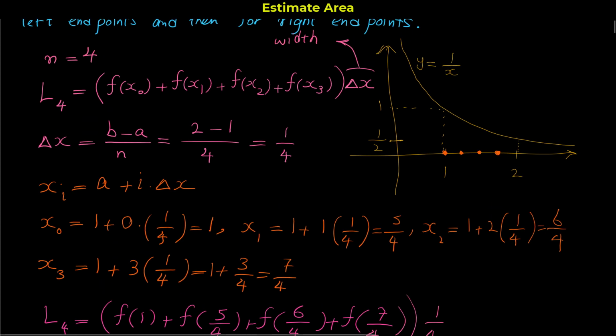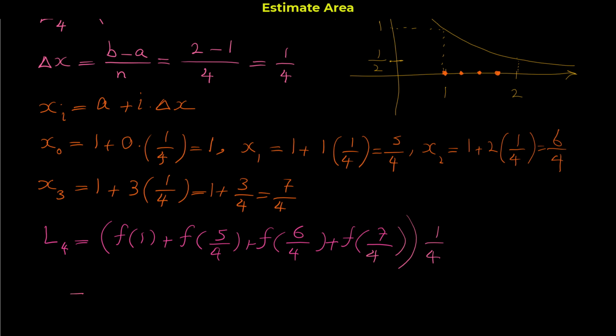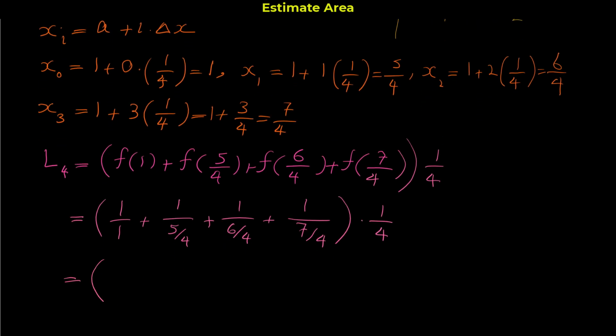If we plug in 1 in the equation 1 over x, 1 over 1 is 1. So f of 1 is basically 1 over 1. f of 5 over 4 is 1 over 5 over 4. f of 6 over 4 is 1 over 6 over 4. And finally, 1 over 7 over 4. All of these times 1/4. Let's calculate inside the bracket. 1 over 1 is 1. 1 over 5 over 4 is 4 over 5. 1 over 6 over 4 is 4 over 6. 1 over 7 over 4 is 4 over 7. All of these times 1/4. If you use a calculator, you can see that this value is approximately 0.76.